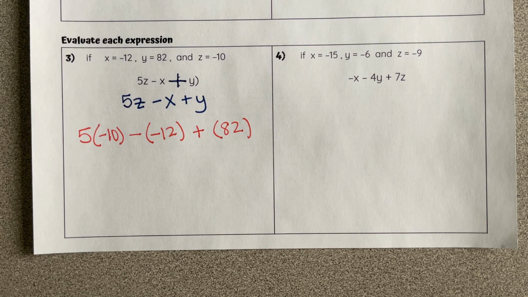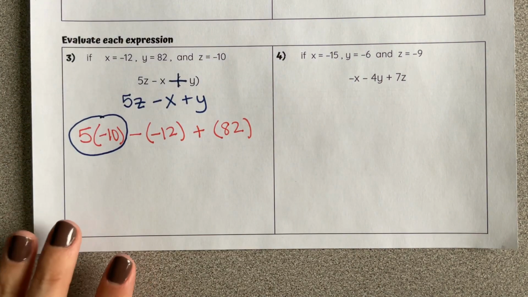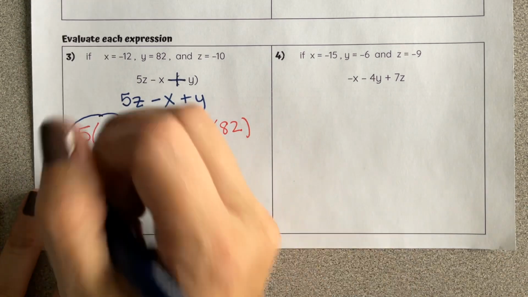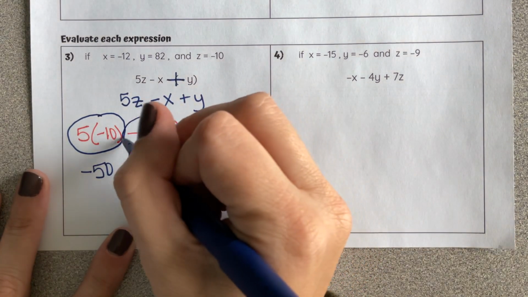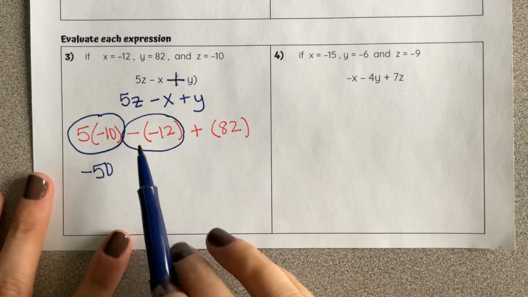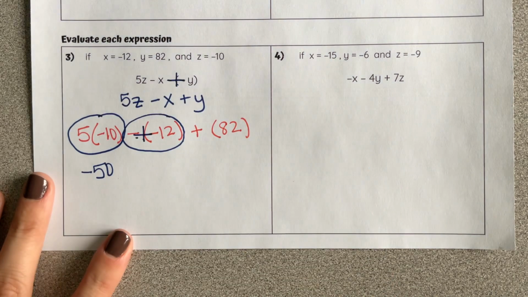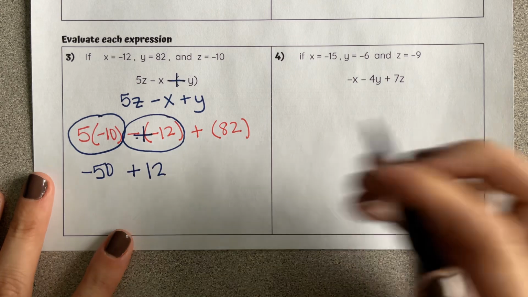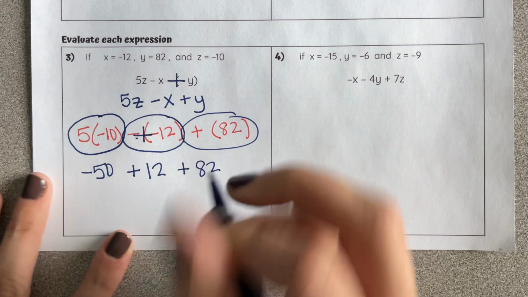When I'm calculating here, I am grouping any operation to the left with what I have to multiply. So here, I have 5 times negative 10 is negative 50. Over here, I'm going to group that subtraction with it, which really I have this double negative, minus a negative, which becomes plus. So that's just plus 12. And over here, we have plus a positive, so it's just plus 82.